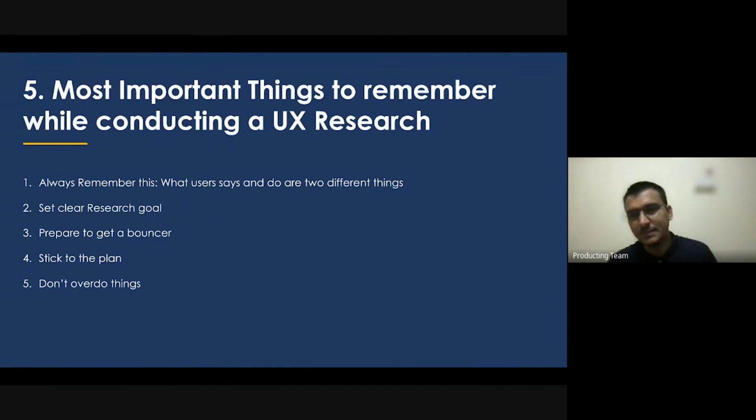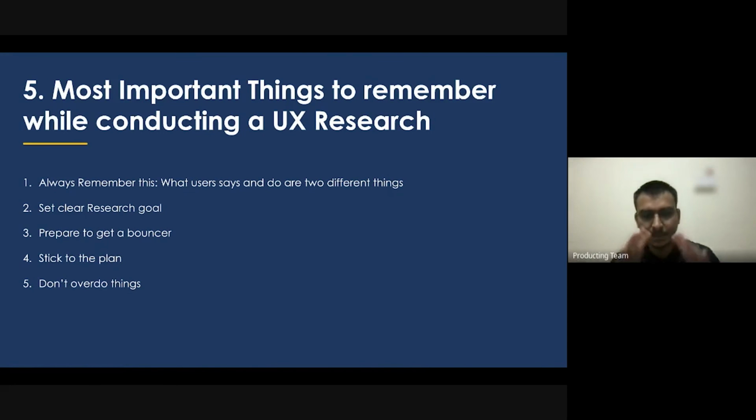Don't overdo things. You don't have to do usability testing with hundreds of people. It has been shown in a lot of research that if you do usability testing with five people, that is more than sufficient. If you do an interview with 5 people also, that is more than sufficient. Okay, if you overdo anything, you're wasting everyone's time. So do not overdo things.